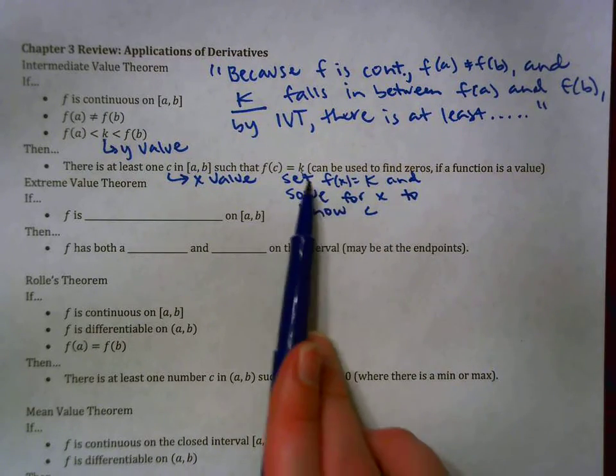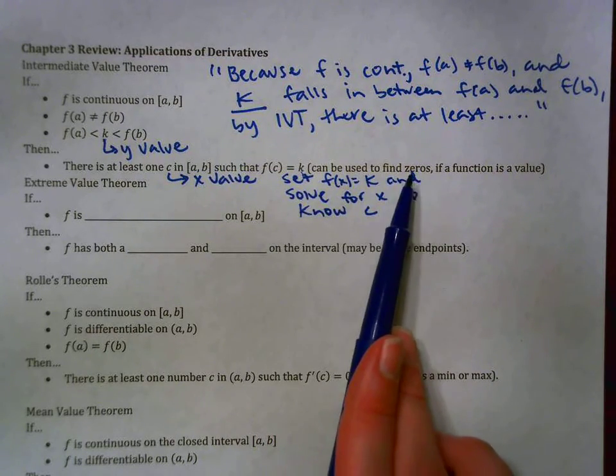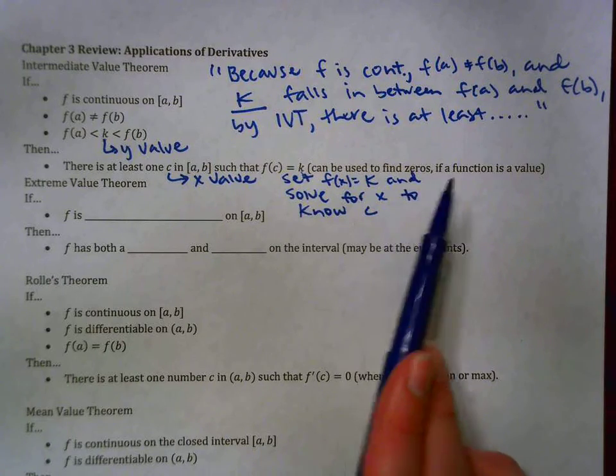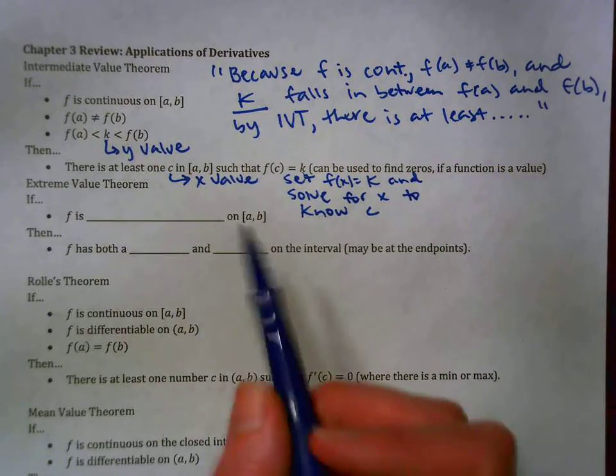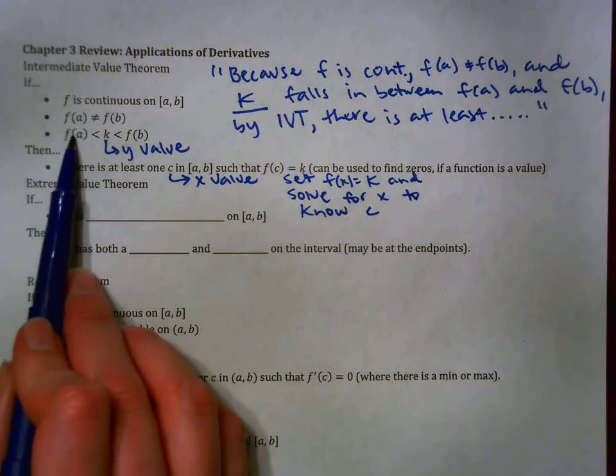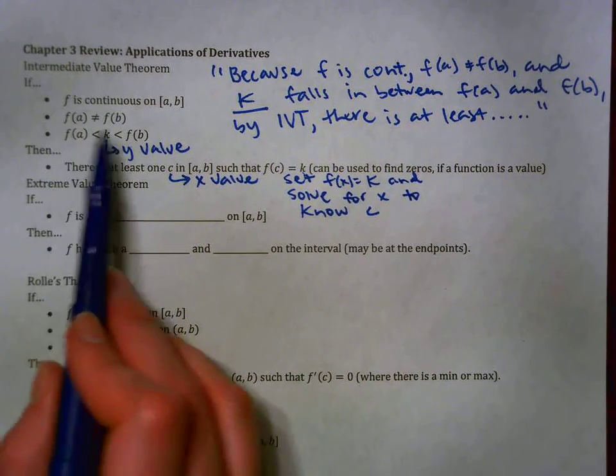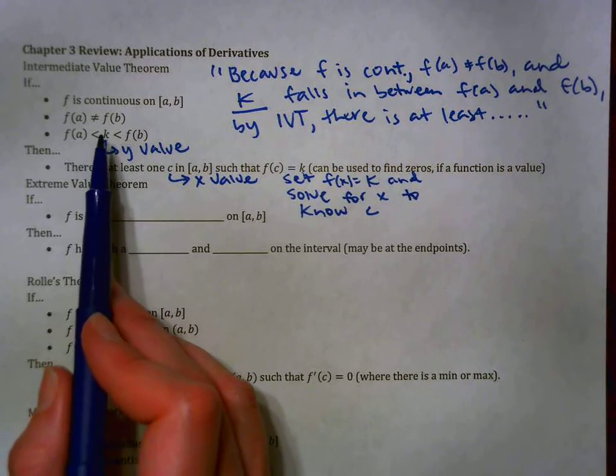Something this is used for a lot is to find zeros. Is there going to be a 0 in the interval? Because if you think about it, if 0 is your y value, well then if f of a is positive and f of b is negative, or the other way around, then 0 has to fall in the interval.